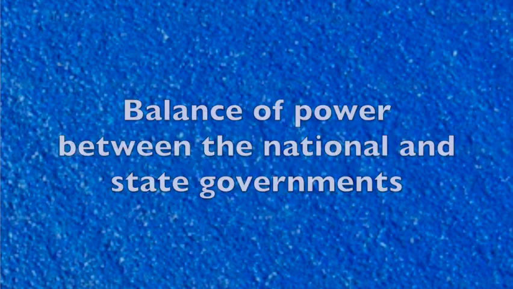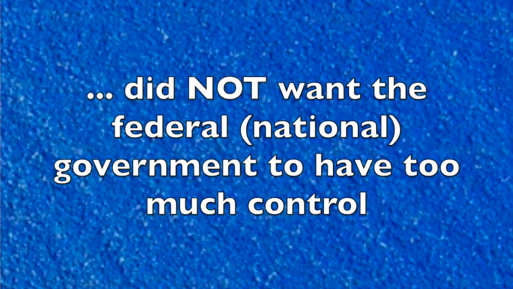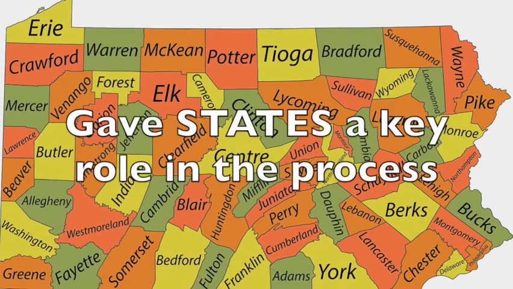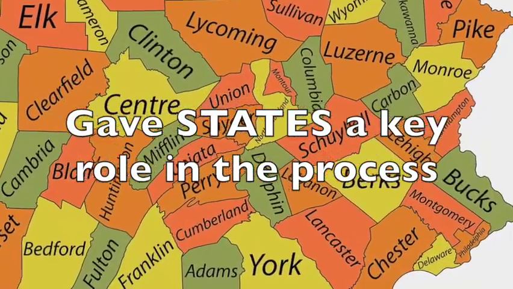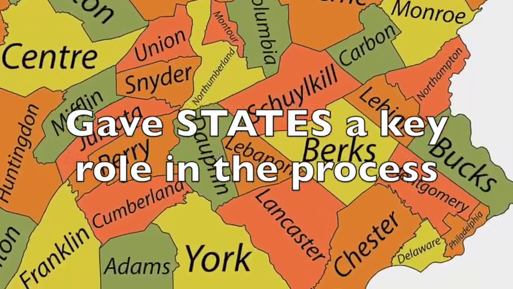Number 4, federalism. The framers wanted to maintain a balance of power between the national and state governments. They didn't want the federal government to have too much control over the election. The Electoral College gave states a key role in the process, reinforcing their importance in the federal system.